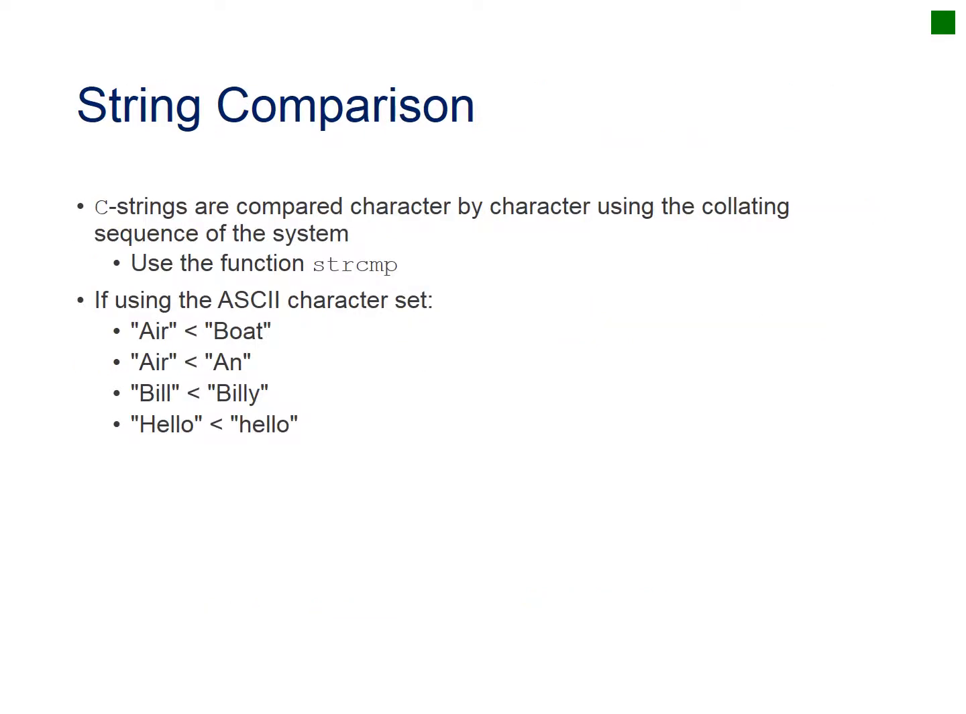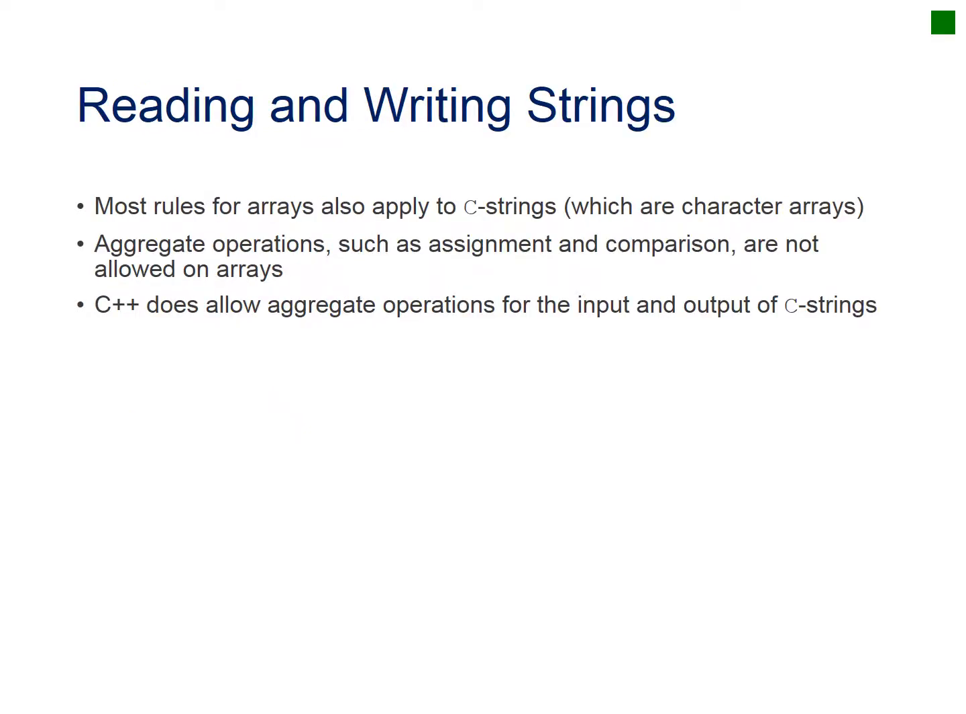String comparison. C strings are compared character by character using the collating sequence of the system. You use the string function strcmp for this. Reading and writing strings. Most rules for arrays also apply to C strings, which are character arrays. Aggregate operations such as assignment and comparison are not allowed on arrays. C++ does allow aggregate operations for the input and output of C strings.